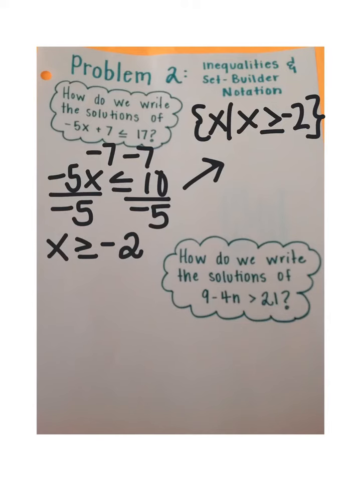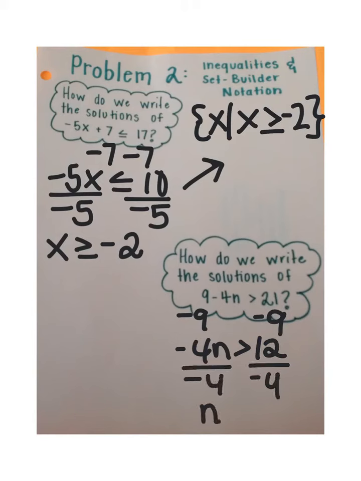I have 9 minus 4n is greater than 21. Again, my first step is to solve the inequality. So I'm going to subtract 9 from both sides because my goal is to get n alone, and I will be left with 12. And then divide by negative 4. So I'll end up with n is greater than negative 3. If I'm going to write this in set builder notation, again, you're going to start with your brace, list your variable, and then say n is greater than negative 3.